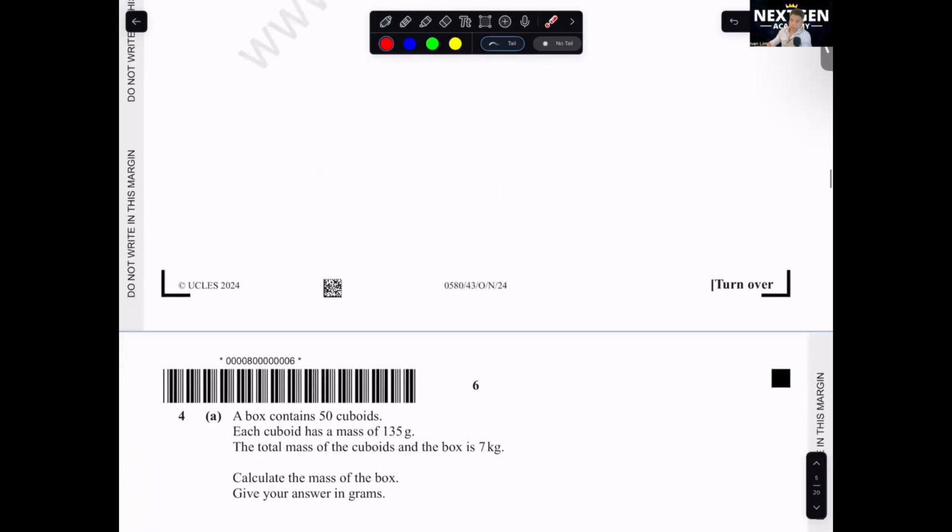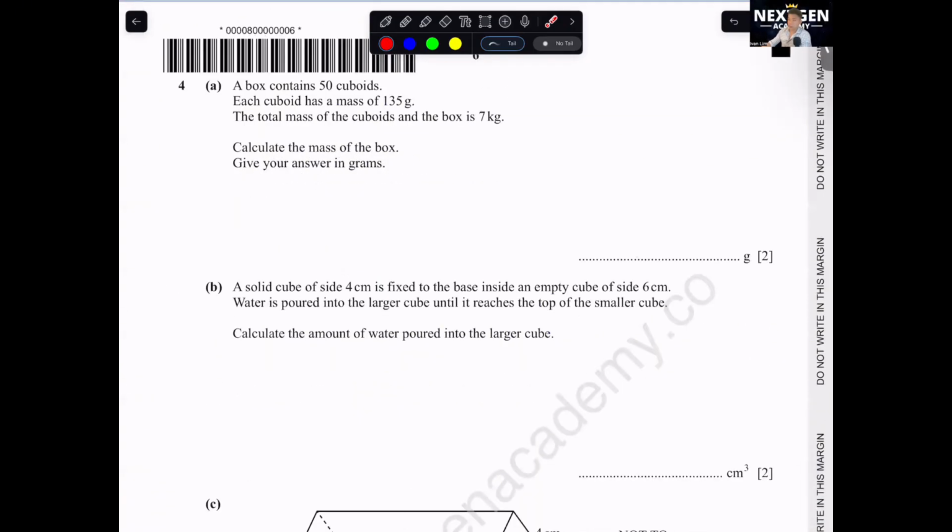Question number 4 is on mensuration, which is everything related to shapes. A box contains 50 cuboids. Each cuboid has a mass of 135 gram. The total mass of the cuboids and the box is 7 kg. Calculate the mass of the box. Give your answer in gram.